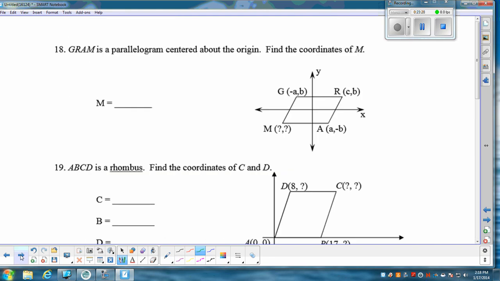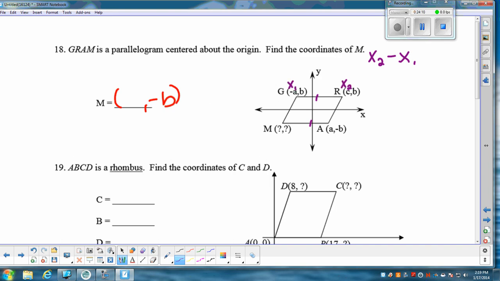Next question, now we're with letters. Yay. So if we look at GR, we have a horizontal line, which means our y never changes. Since it's a parallelogram, we know AM would also have to be horizontal. So that means our y value is never going to change. So our point M has a y coordinate of negative b. Then we need to look at the x's to figure out our length, because we know our opposite sides are going to be congruent. Well, we know we need to do x2 minus x1 to figure out our length.